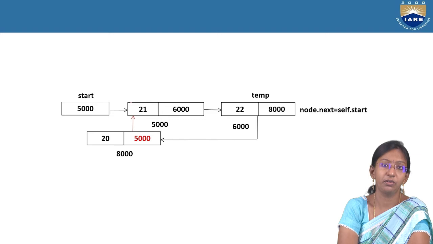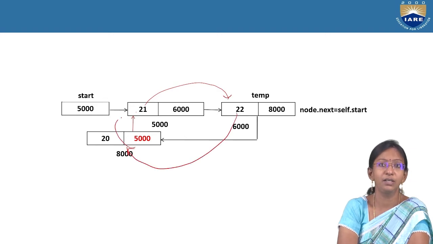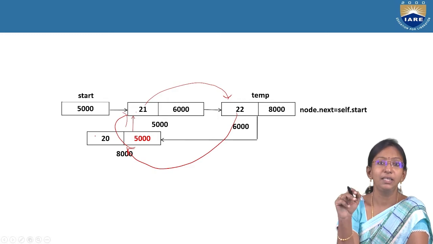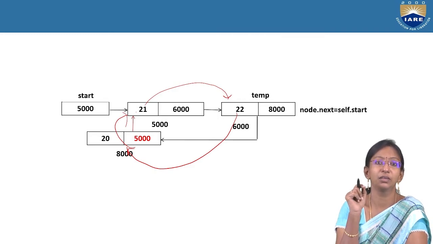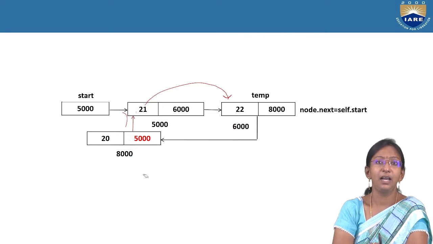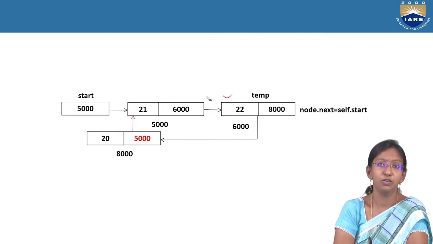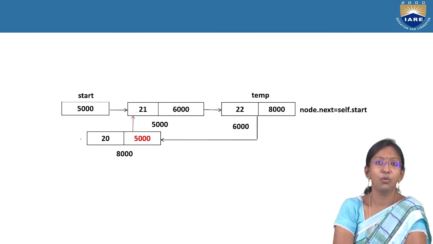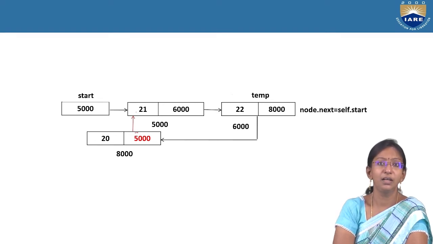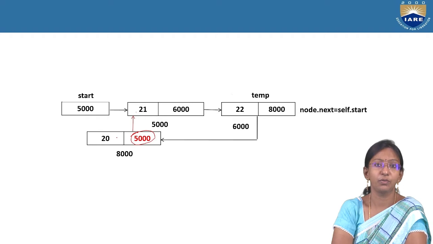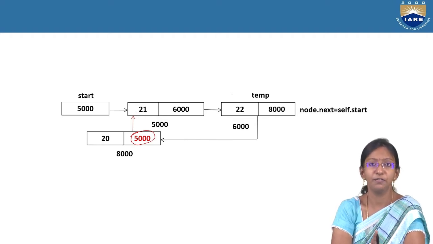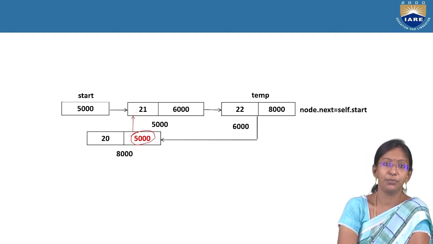Have a look at this one, my dears. So 21 is saying that my next node is 22, 22 is saying that my next node is 20, and 20 is saying that my next node is 21. It is cyclic in nature, right? And even you can see that here the last node is 20, and it is holding an address which says that my next node is the first node. That is the basic funda of circular linked list, which is accomplished.